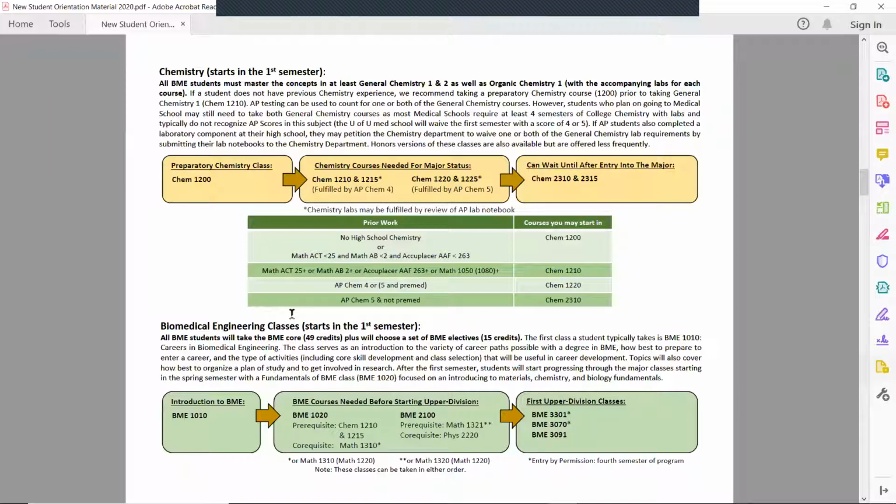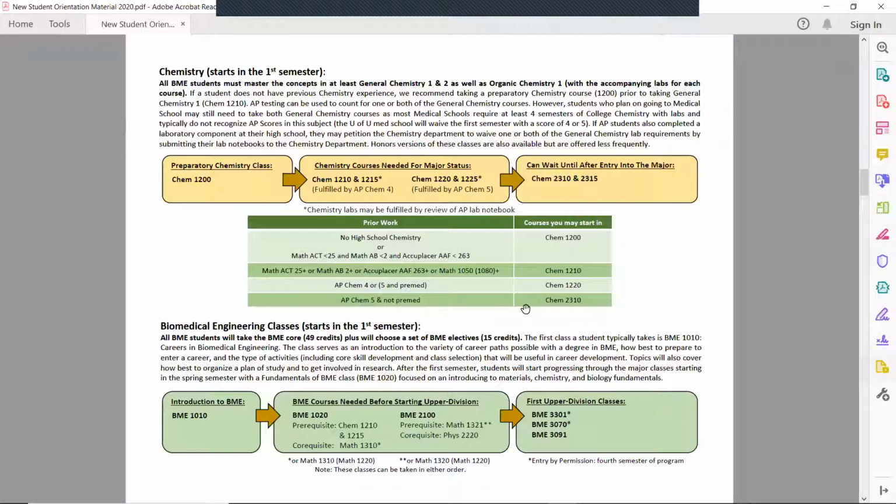Let's say you had a 5 on the AP score and you are a pre-med student, you would actually start at that level as well, because the University of Utah's medical school will only waive you out of 1 semester of chemistry with AP scores. So again, Chemistry 1220. If you had a 5 and you're not pre-med, then you can actually skip chemistry in your first year and then go ahead and take OChem in your second year without that.